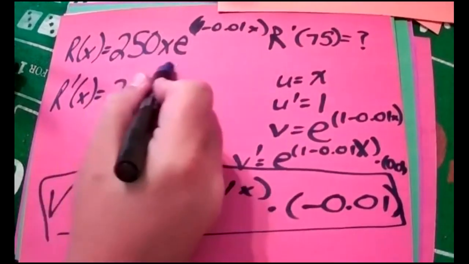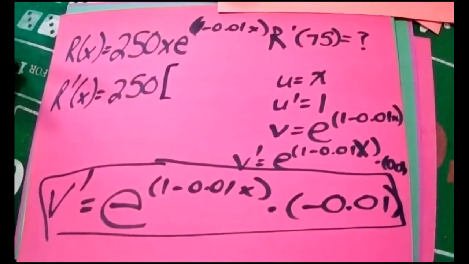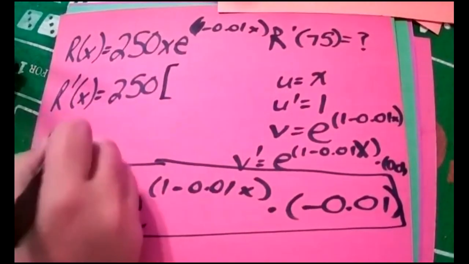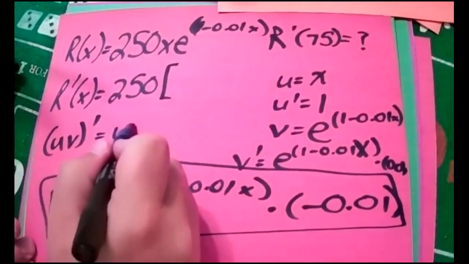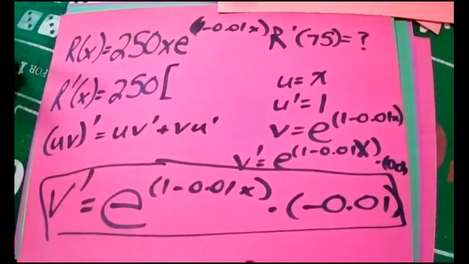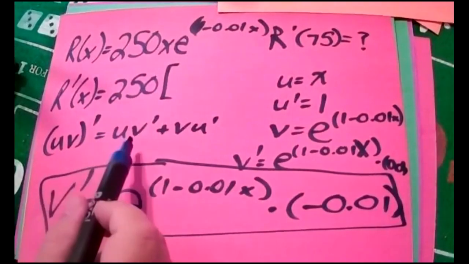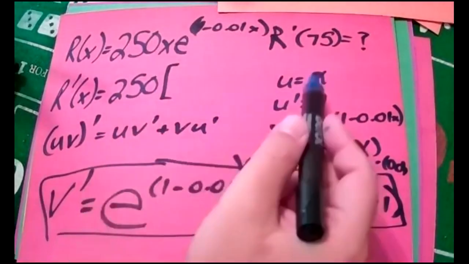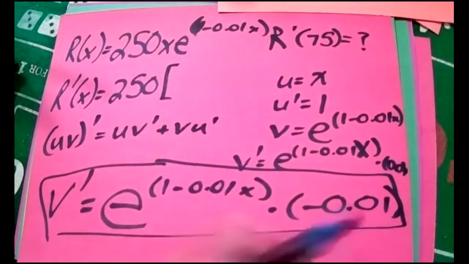To get the answer, I just have to assemble the derivative using the product rule. Remember, the product rule is u v prime plus v u prime. So it'll be 250 times all of that stuff, starting with u times v prime, which is x times this whole expression. Let's write that out.